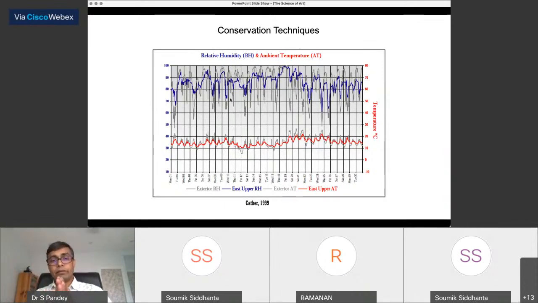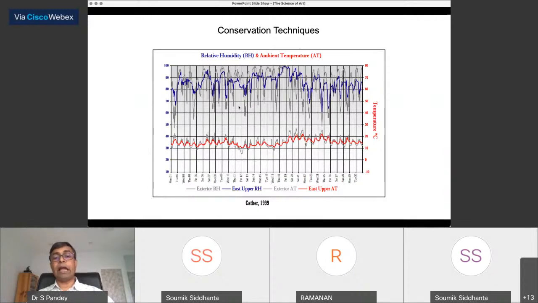And for museums, particularly in a country like India, it is extremely difficult to maintain such precise climatic conditions throughout the day and in the night. You need a very dynamic system to control that. Air conditioners don't work that efficiently.